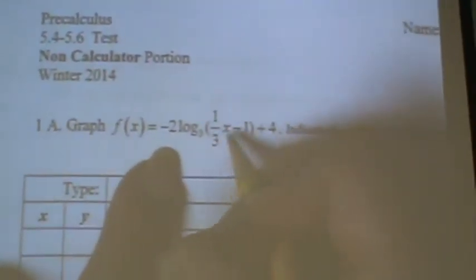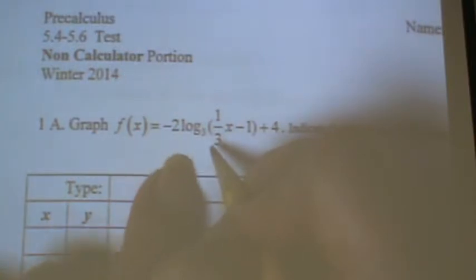Now, if you want extra points, I expect you to fill out the chart. How do you fill out the chart? This is what you do. You have to know this part. So, you would pull out the 1/3. First of all, what's the parent function?